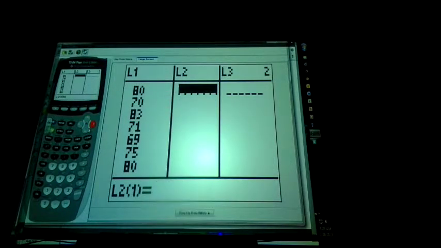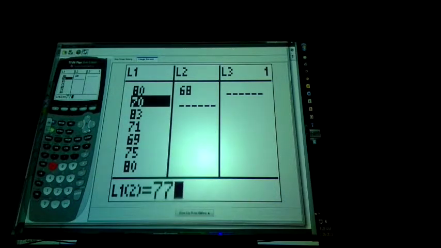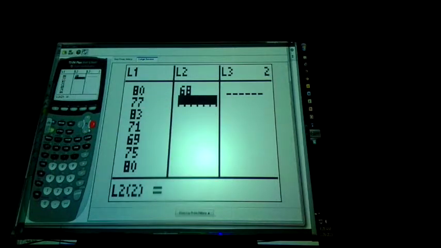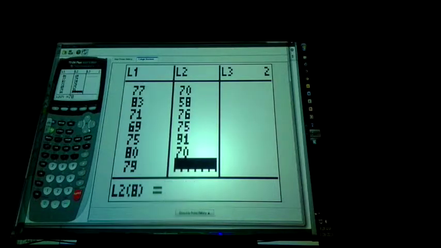So with 80, we have 68. 70. 70. 83, we have 58. 71, we have 76. 69 is 75. 75, we have 91. 70. 79 and 64.